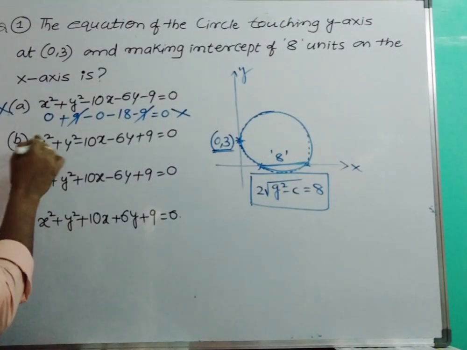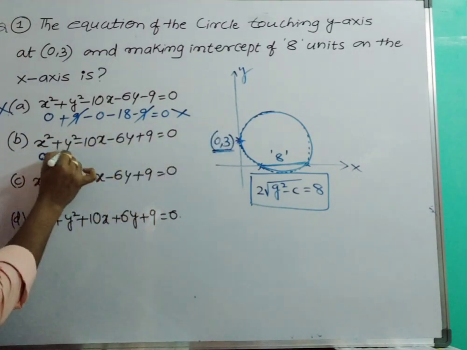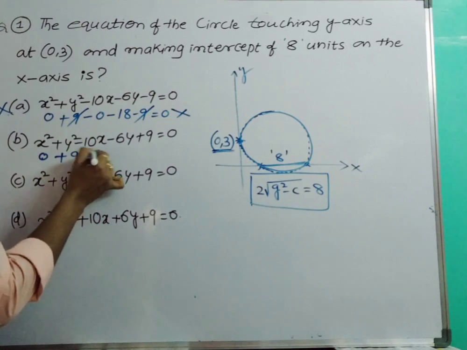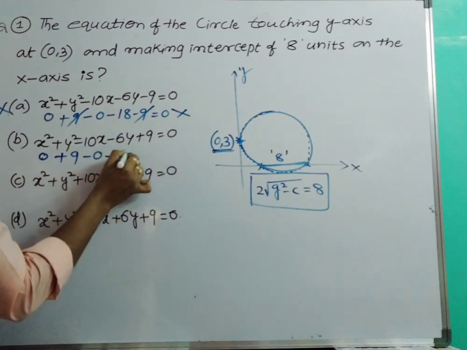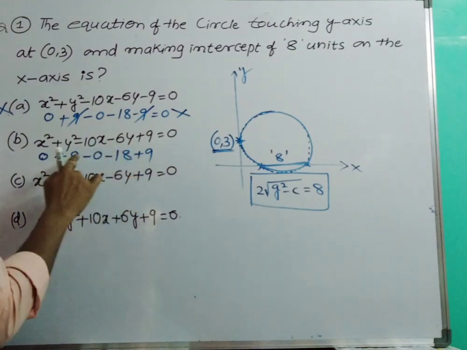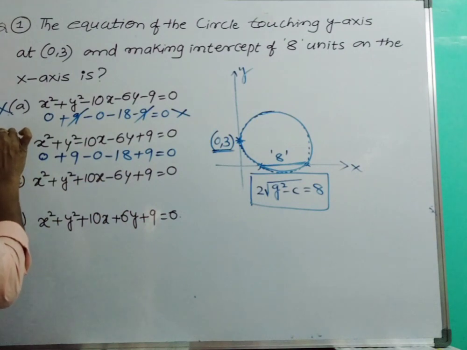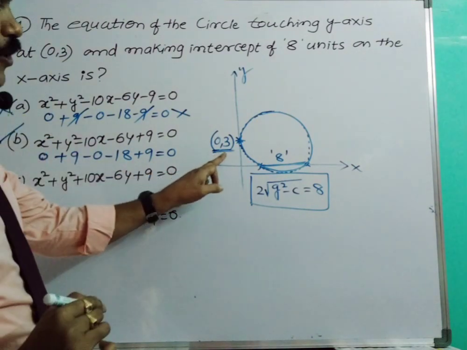Now the x coordinate value is 0. Y is 3, square is 9. 0 minus 6 times 3 is 18, plus 9. 9 plus 9 is 18. 18 minus 18, satisfied. So for option two, it is very clear that it is satisfied by the point (0, 3).